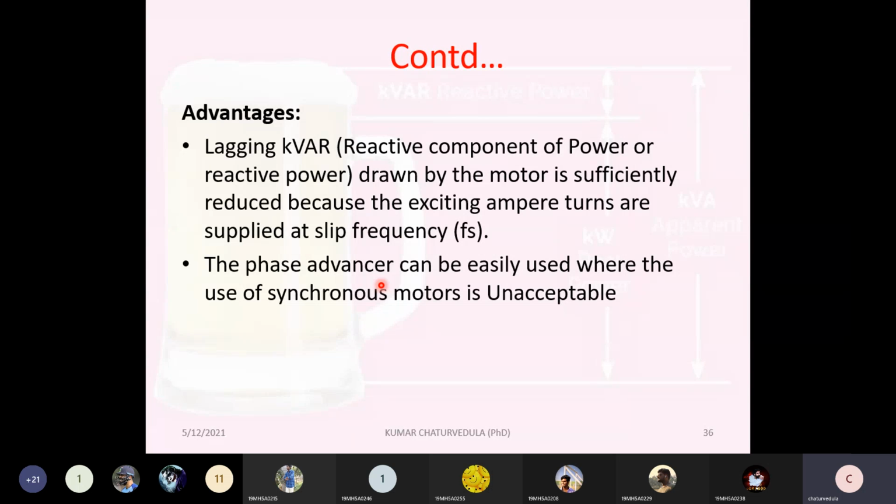These phase advancers are used in applications where the presence of a synchronous motor is not going to be accepted. When there is no possibility of adding synchronous motors, because synchronous motors are costly and for some industries their presence is not required, in all those conditions we can add phase advancers or static capacitors, depending on the situation.